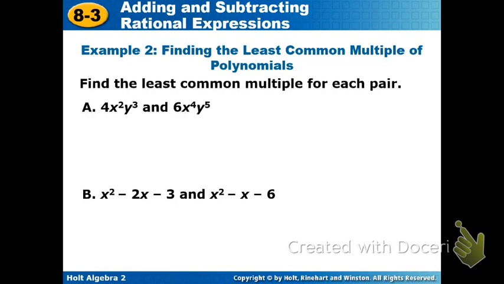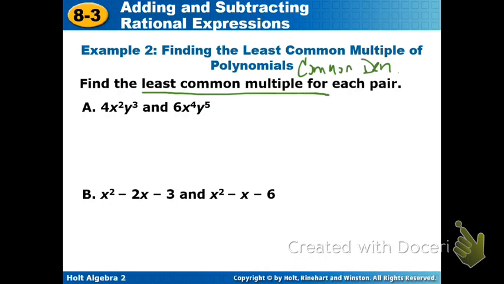Okay, so let's look. We have a 4x squared, a 4x squared y cubed, and we have a 6x to the fourth y to the fifth. So we're going to find the least common multiple. And when we're talking about that least common multiple, what are we really looking for? We're looking for that common denominator. And so we'll break it up, just like we did on the little handout.